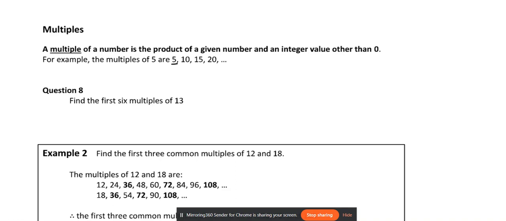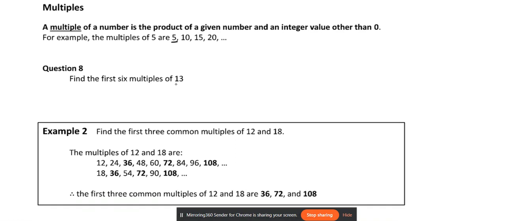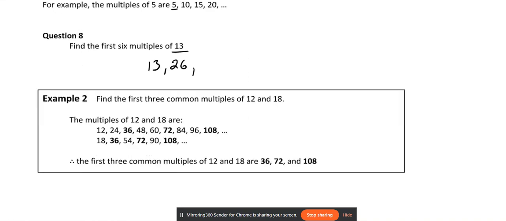Those are multiples. So find the first 6 multiples of 13. First one's 13. What would the next one be? 26. Yeah, so give that a try. So we got 13, 26. What's the next one? Next one? Okay, cool. There you go. First 6 multiples.